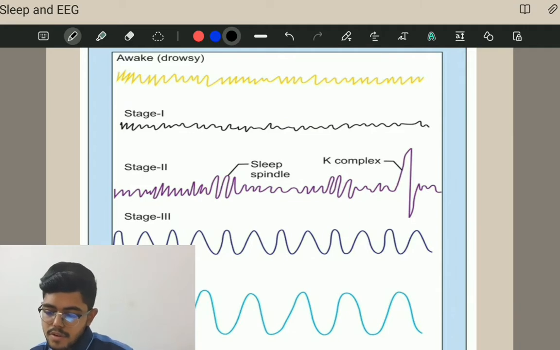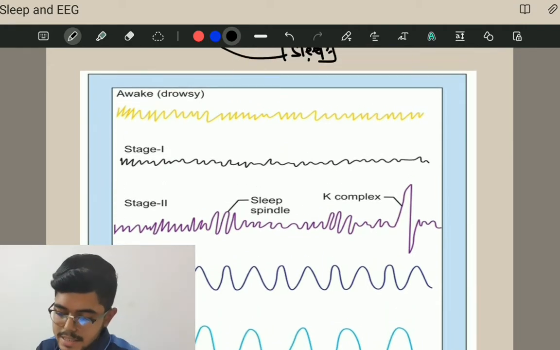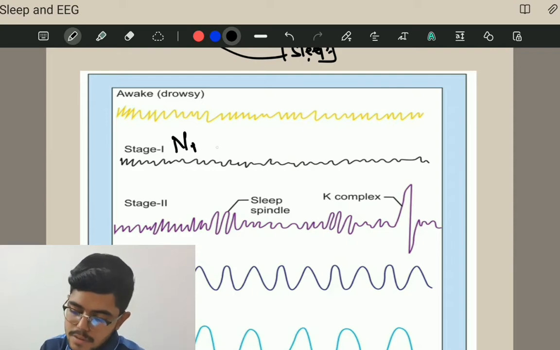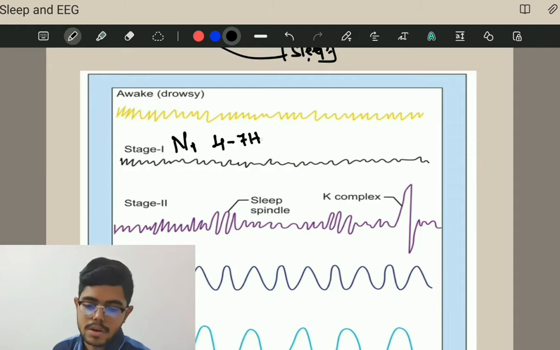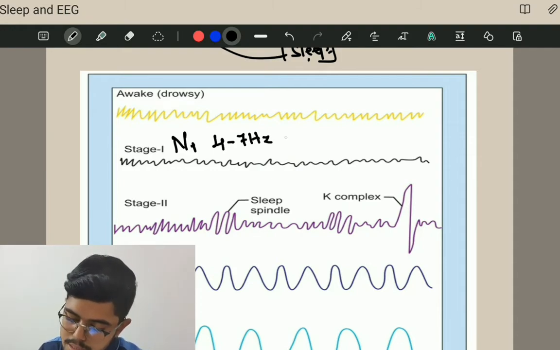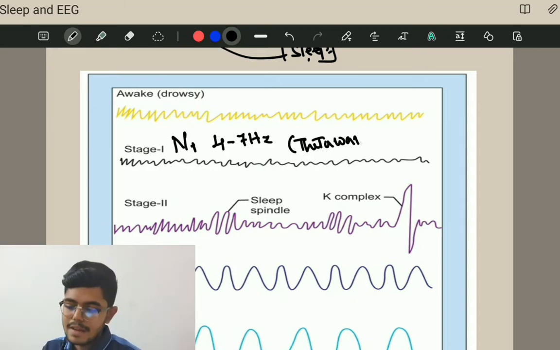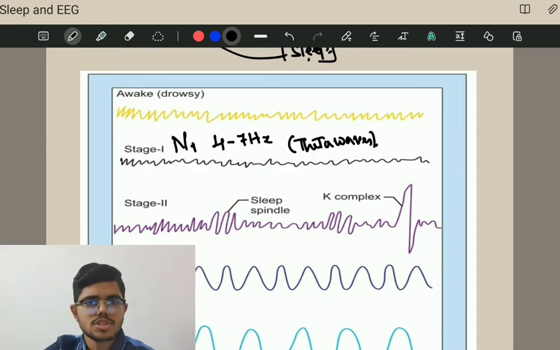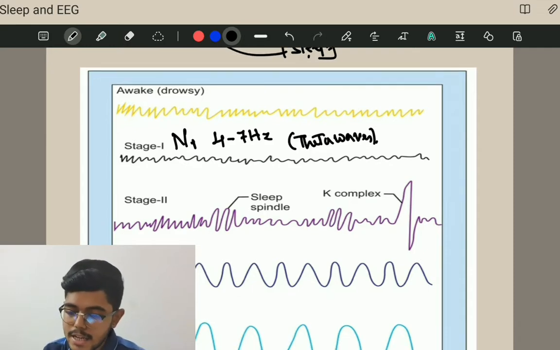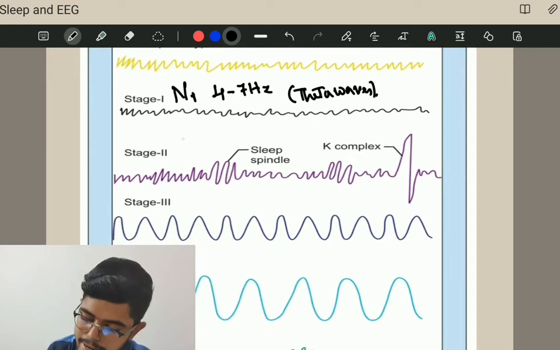Now, the first important stage we call stage 1 or N1. It has a frequency of 4 to 7 hertz, and this is mainly due to theta waves. So stage 1 is 4 to 7 hertz, and it's always because of theta waves. Now stage 2 is about 8 to 12 hertz.